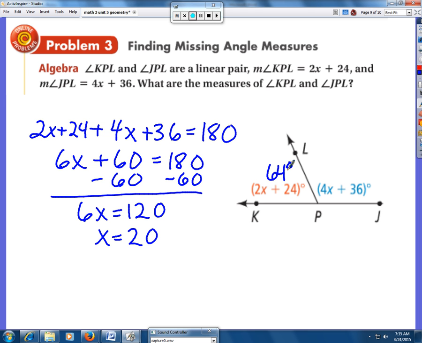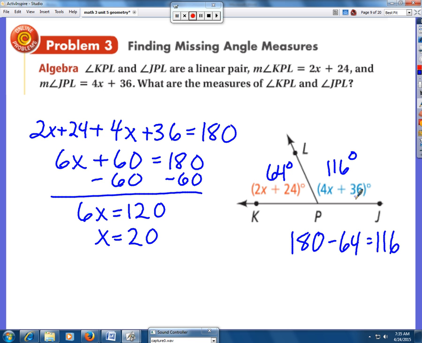And then I could do one of two things. Plug 20 into this one, or do 180 minus 64. Because I know this plus this has to equal 180. So if I take this away, that would give me the measure of that. So that gives me 116. It's 116 degrees. If I check, 4 times 20 is 80, plus 36 is 116.